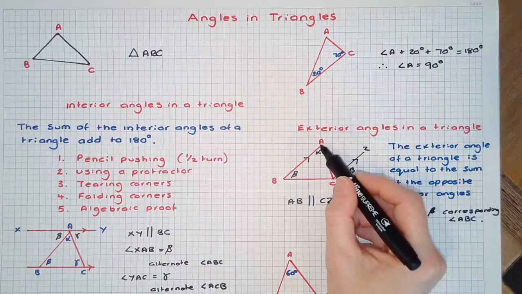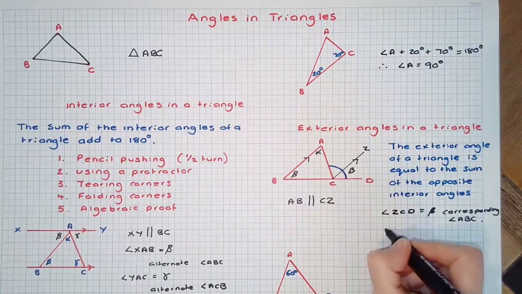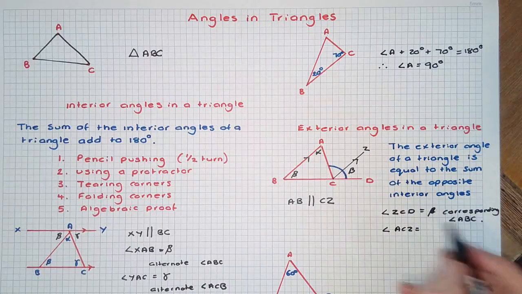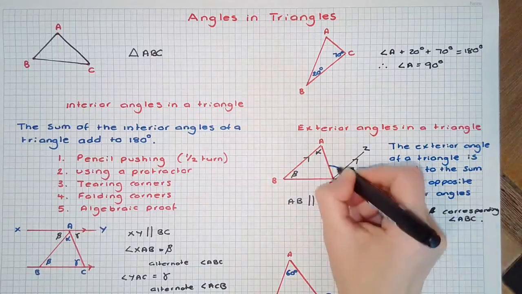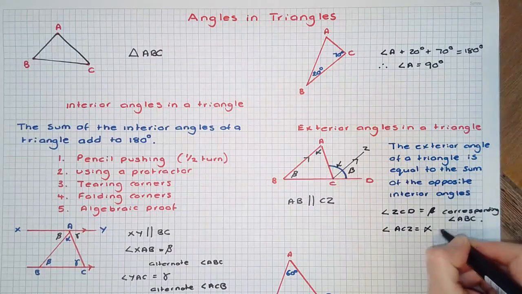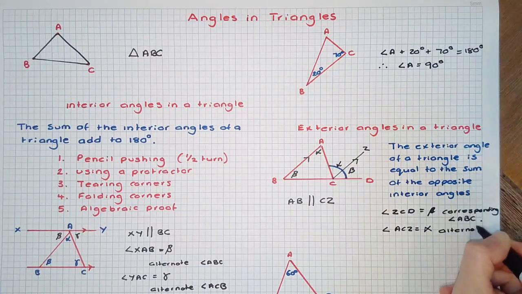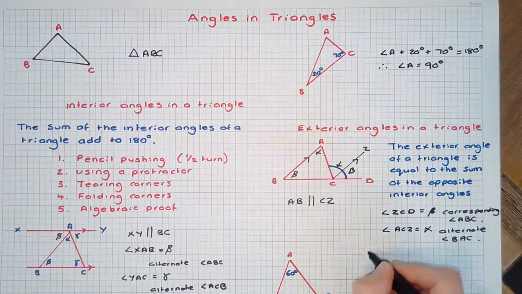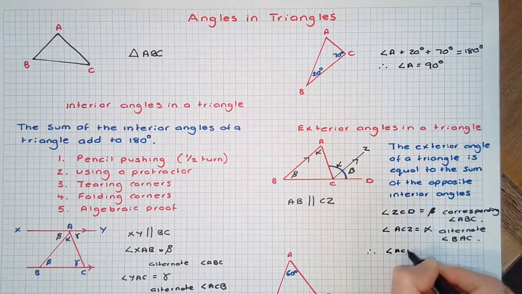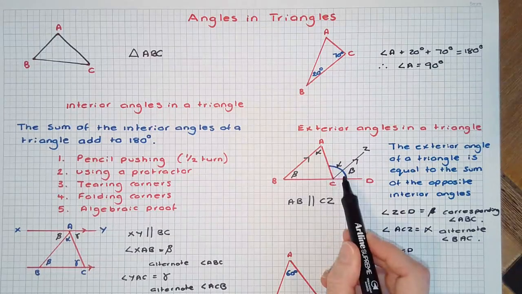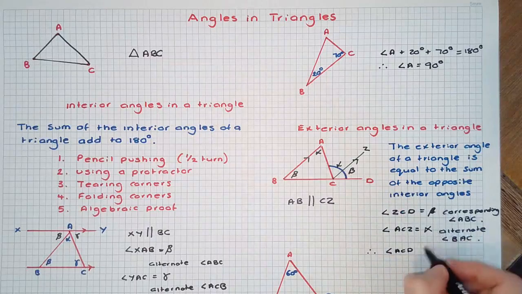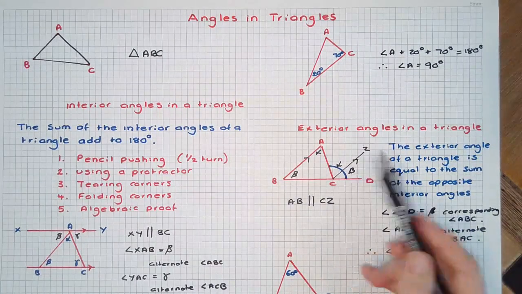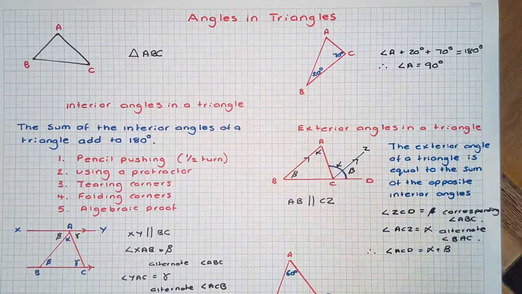And we can also see that angle ACZ is equal to alpha because it's alternate to angle BAC. Therefore, angle ACD, that is the exterior angle of the triangle, equals alpha and beta, which are adjacent angles, which were the opposite interior angles.